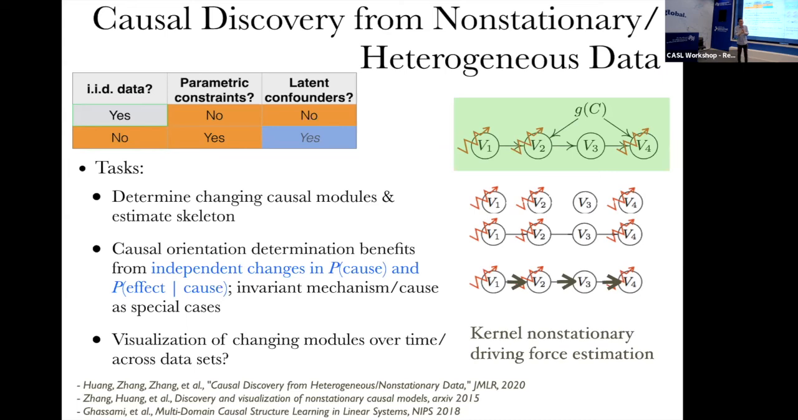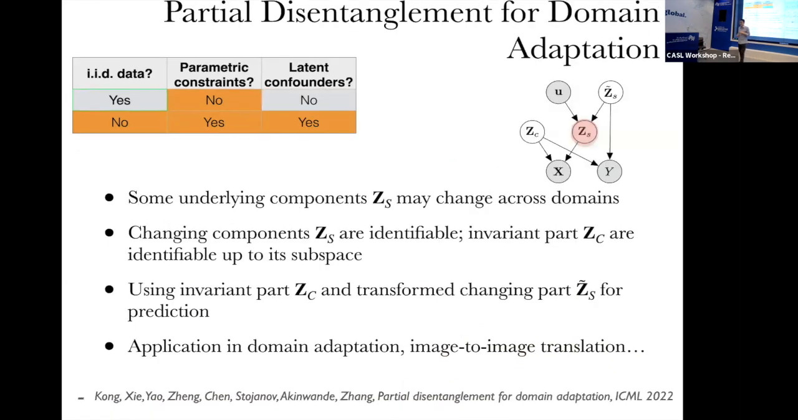Why? Because the causal mechanism can be represented by the conditional distribution of the target variable given the parents. Now you just want to find a low-dimensional representation of the change of this kind of complex conditional distribution. We use the kernel method with embeddings. Okay, so good. Now we can do something from non-stationary data.